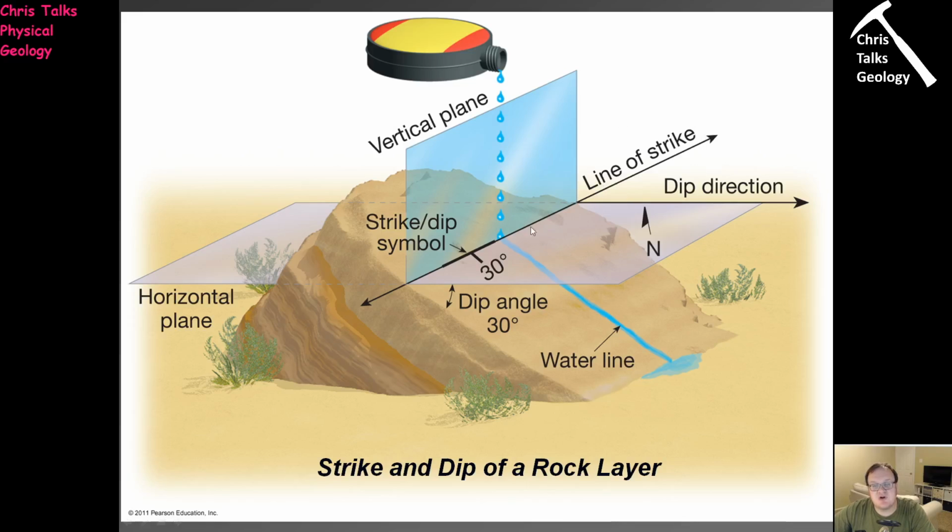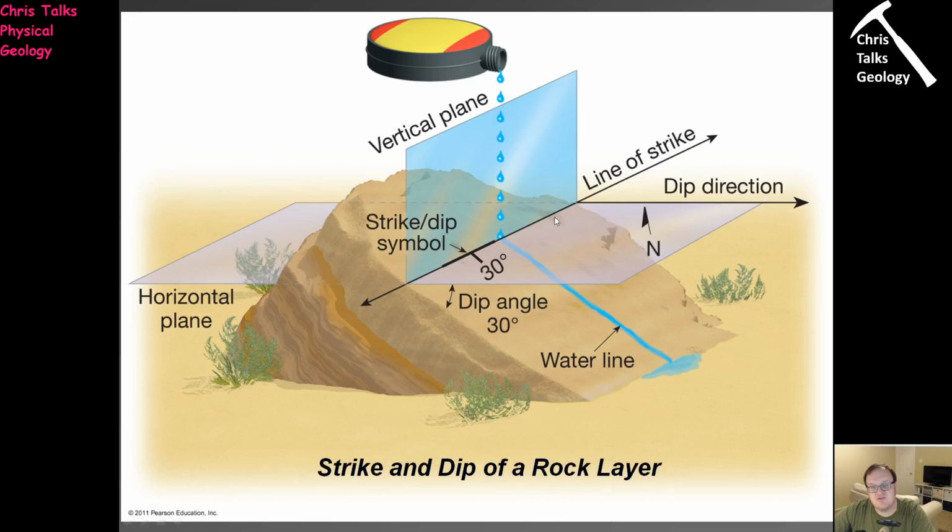The line of strike is 90 degrees to the dip direction. Okay? So, we have 3 pieces of information. We have the dip, so that's the angle. We have the dip direction, which way the piece of rock is dipping into the earth. And we have the line of strike, that is 90 degrees to the dip direction.